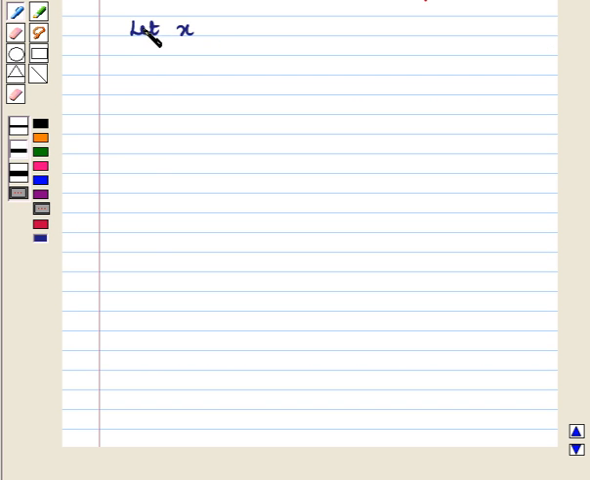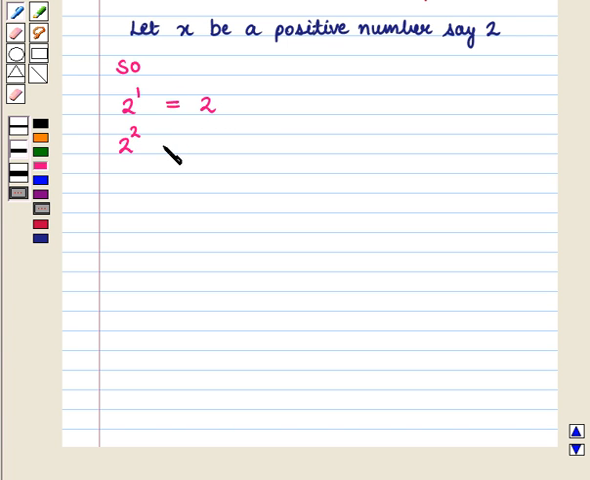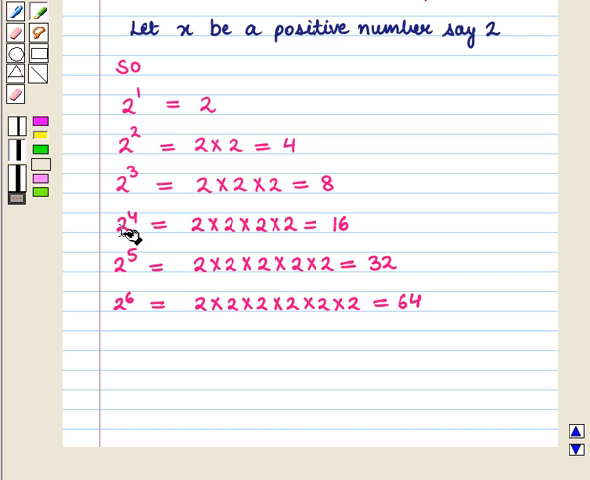Now let x be a positive number, say 2. So, 2 raised to the power 1 will be equal to 2. 2 raised to the power 2 will be equal to 2 into 2, that is equal to 4. 2 raised to the power 3 will be equal to 2 into 2 into 2, that is equal to 8. Similarly, 2 raised to the power 4 is equal to 16. 2 raised to the power 5 is equal to 32. 2 raised to the power 6 is equal to 64.